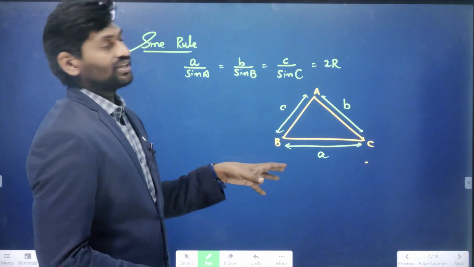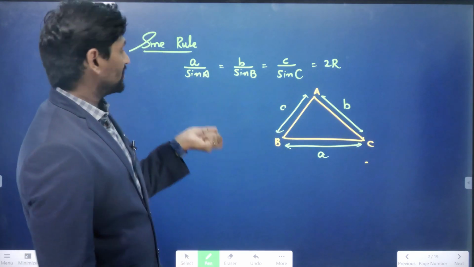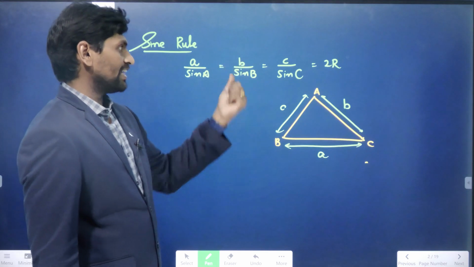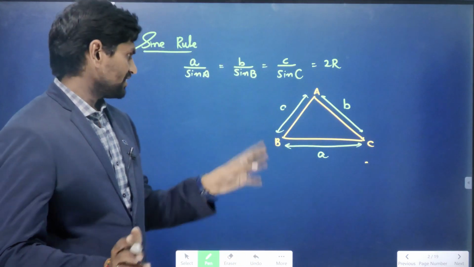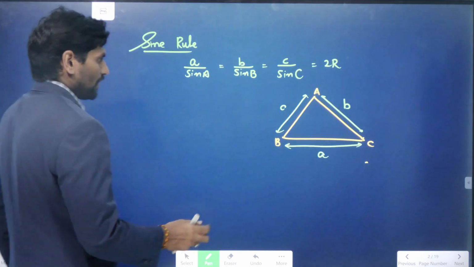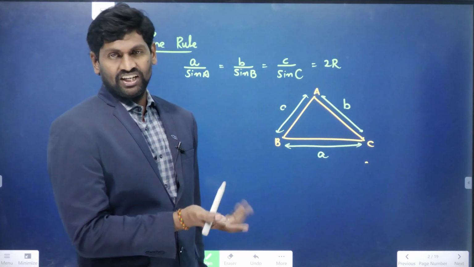So from this we apply the sine rule, that is a by sine A equals b by sine B equals c by sine C equals 2R. Okay, let us see this proof. I am taking an acute angle triangle.